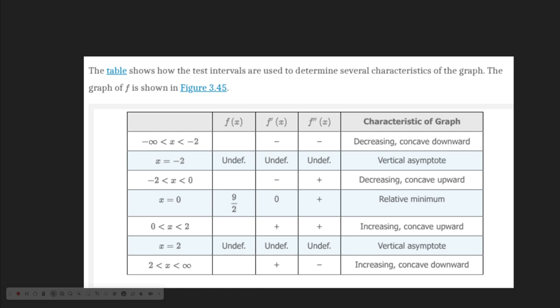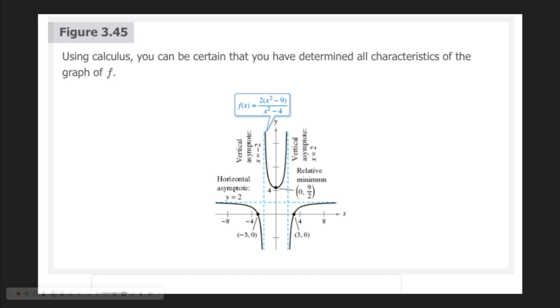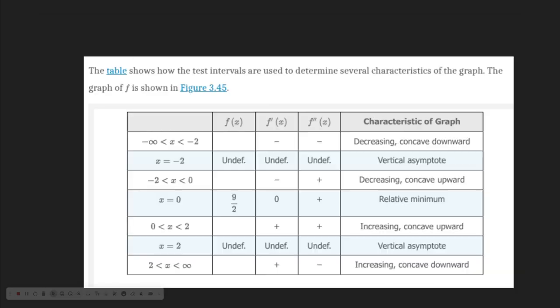Between negative 2 and 0, the first derivative is negative, the second derivative is positive. So that means it's decreasing, but it's concave upward. That's an interesting scenario. At x equals 0, we have a y-intercept there. The derivative is 0, which means we're going to have a critical point. The derivative is 0, and the second derivative is positive, which means it's concave up, and it's a relative minimum.